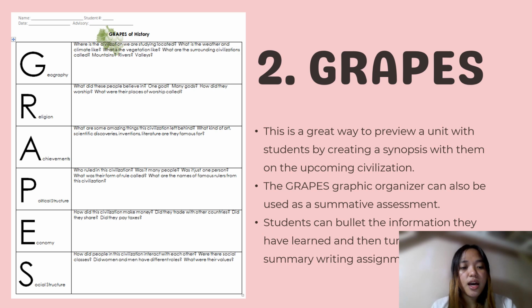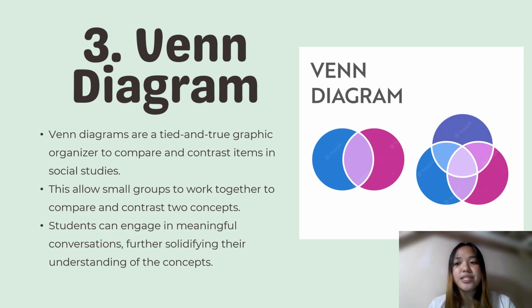Economy: how does that certain group make money, or how does their country trade goods. And then social structure: how did people interact with one another. So that is one of the important charts in social studies. Third is the Venn diagram.